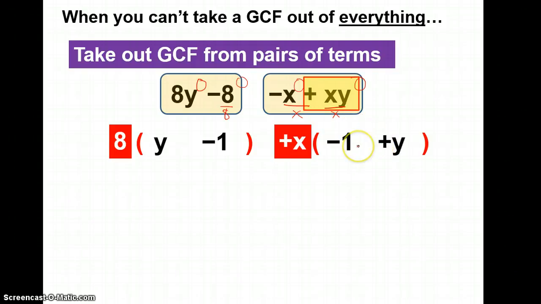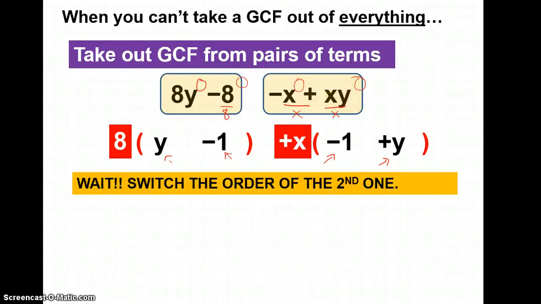y. Oh no, they don't look very similar. Well, kind of, right? There's a negative 1, and that y is positive, and that y is positive. So it's not really the numbers so much, but they're not in the same order. So what if I just switch the order of the second one? So rather than that y being second and the negative 1 coming first, what if I just do this? Y and then negative 1.